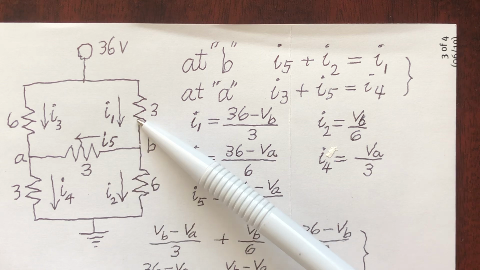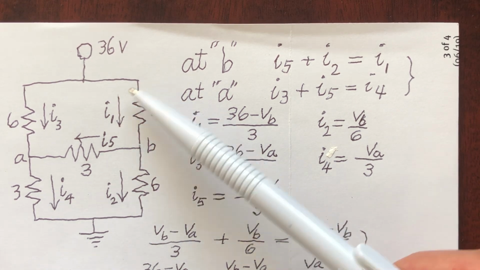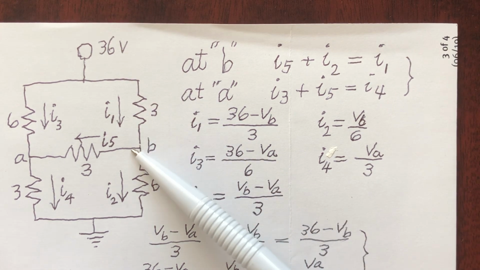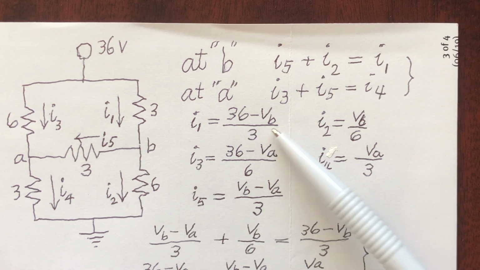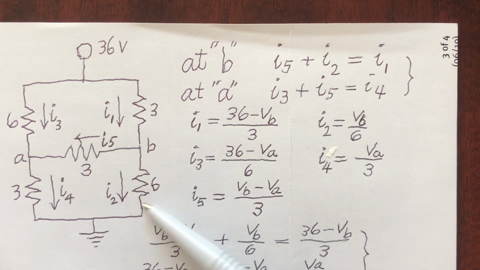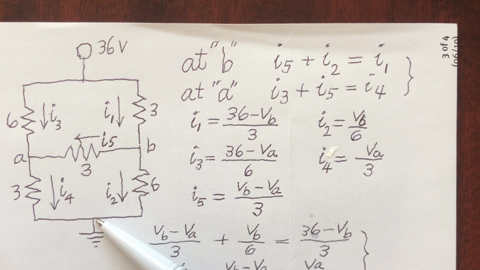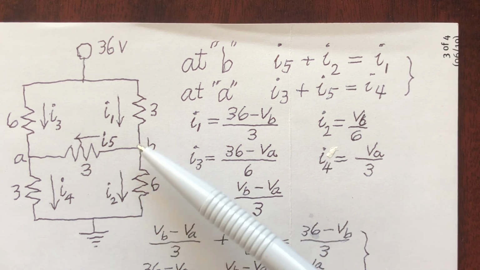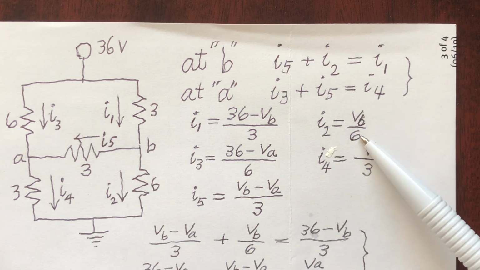I1, this current, is the voltage difference across the 3 ohm resistor. So I1 is 36 volt minus VB divided by 3. What is I2? I2 should be this voltage divided by 6 ohm. Okay, this point is 0 voltage. This is 0 voltage. So the voltage across 6 ohm resistor is just VB. So I2 is VB divided by 6.